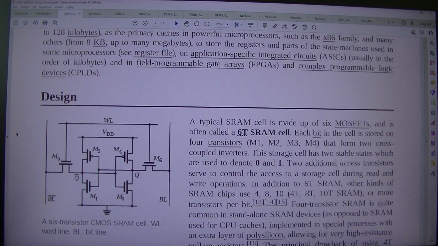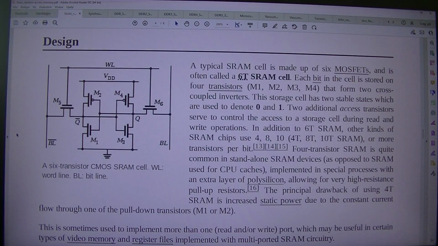Design. A 6-transistor CMOS SRAM cell. WL: word line. BL: bit line. A typical SRAM cell is made up of 6 MOSFETs, and is often called a 6T SRAM cell. Each bit in the cell is stored on 4 transistors, M1, M2, M3, M4, that form 2 cross-coupled inverters. This storage cell has 2 stable states which are used to denote 0 and 1. 2 additional access transistors serve to control the access to a storage cell during read and write operations.